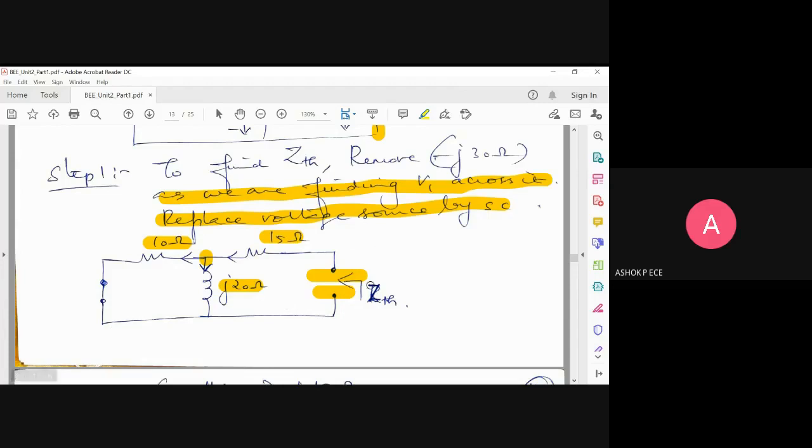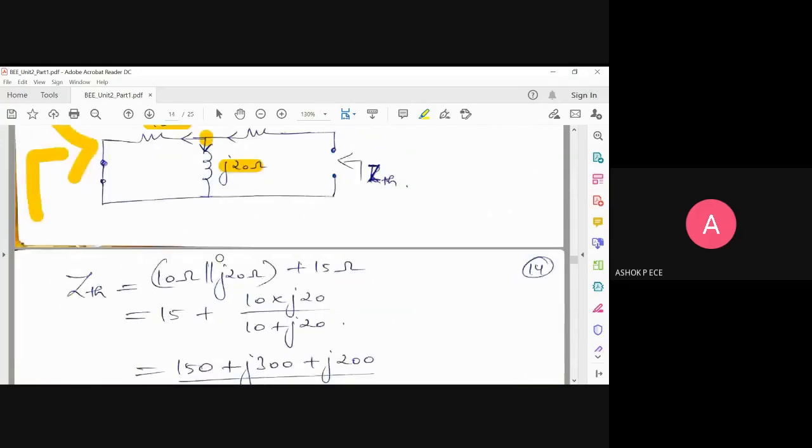I told you, right? Whenever you are measuring from one end, you have to simplify from the opposite end. So here I'm measuring ZTH from the rightmost end, so I'll be simplifying from the leftmost end. Leftmost end, you see, this 10 ohm and J20 are in parallel. Effectively, that will be in series with 15. So see here, 10 parallel to J20 plus 15.